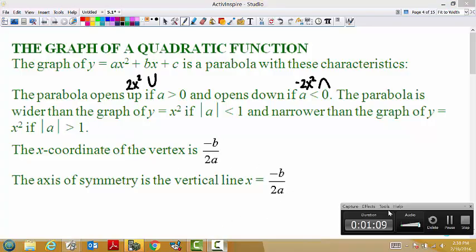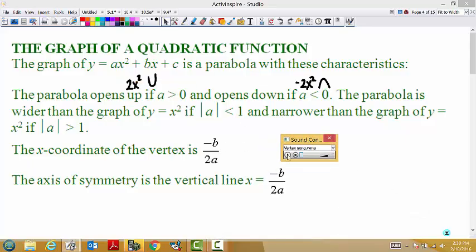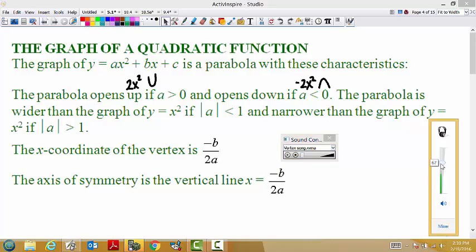I'm going to pause the video for 1 second. I'm resuming now to play this song. This is the vertex song. Let me turn it up. There you go. I don't know how loud you can hear it.